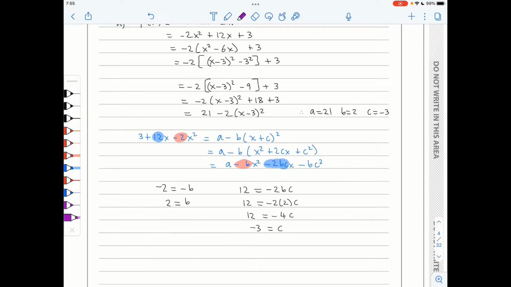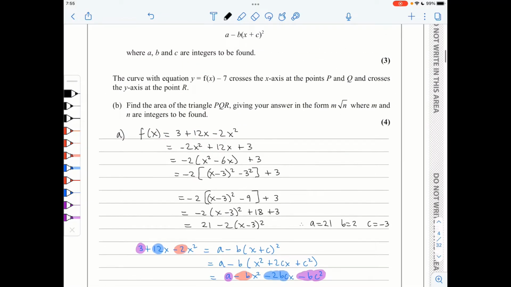And finally, for the constant, the 3 here, it's a minus bc squared. So 3 is equal to a minus bc squared. We know that b is 2 and c is -3. So 3 is a minus 18. So a is 21. So that would be an alternative way of finding a, b, and c.